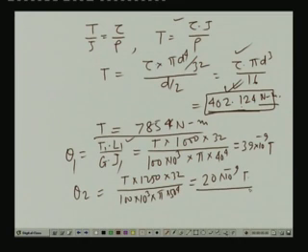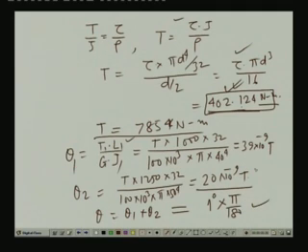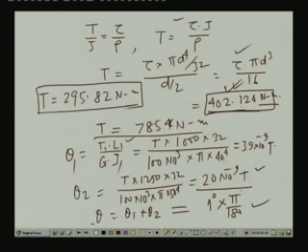Now, if we combine these two, that will give us the value of theta, which is equal to theta 1 plus theta 2. If we equate this to 1 degree, which is pi by 180 radian, we can get the value of T. Equating the sum of theta 1 plus theta 2 to pi by 180, the value of T comes as 295.82 Newton meter.